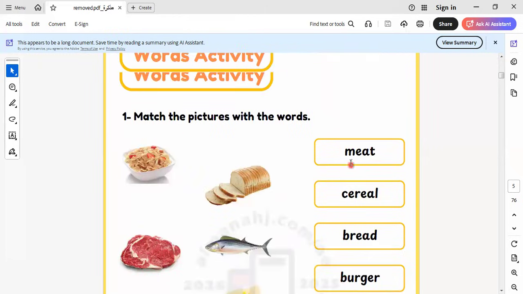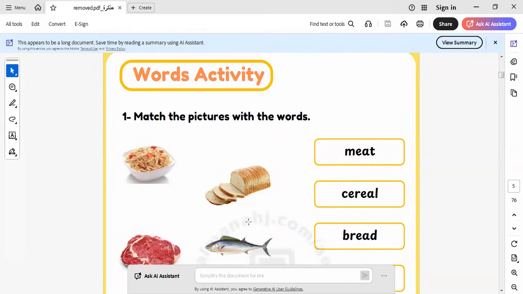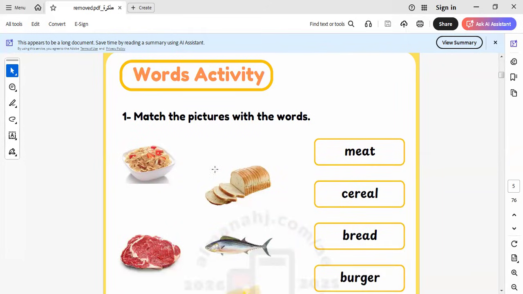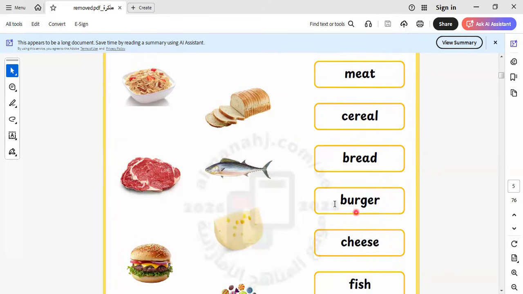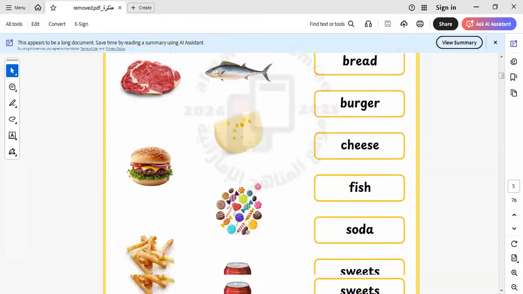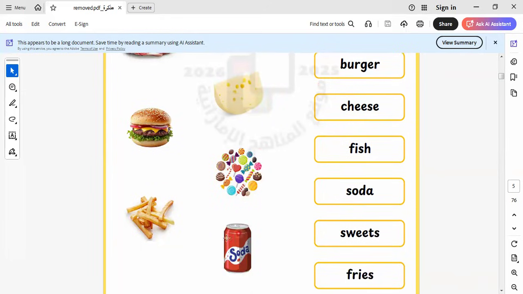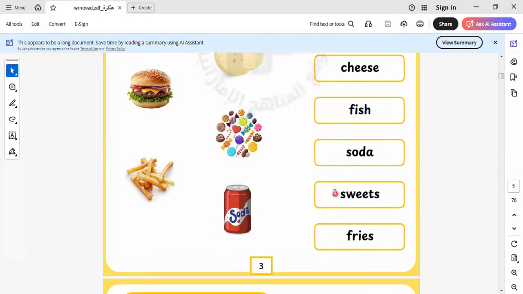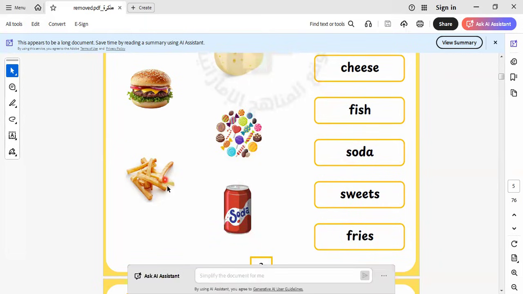So I will repeat it again. Meat. Here is meat. Cereal. This is cereal. Bread. This is bread. Burger. Where is burger here? This one by this one. Cheese. This one by this one. Fish. This one by this picture. Soda. This one by this one. Sweets. This one by this one. Fries, this one by this one.